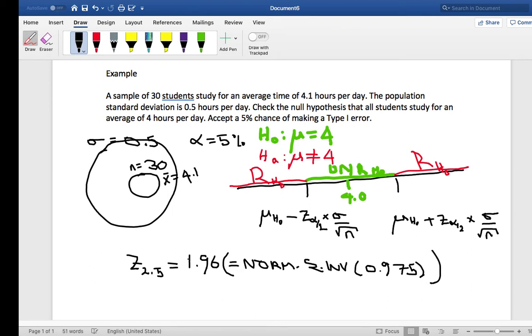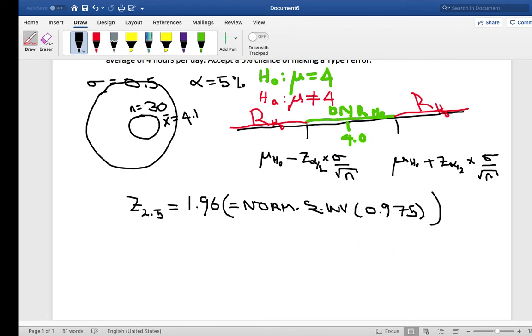Okay, so now we know what z of 2.5% is, we can go ahead and fill in the values into these two formulas. So I'll just do it down here. So mu of h0, as we said, is the mean that comes from the null hypothesis, h0, and that's going to be 4. So this figure right in here is going to be 4. And then from that we're going to subtract z of alpha over 2, z of 5% over 2, z of 2.5%, which is 1.96.